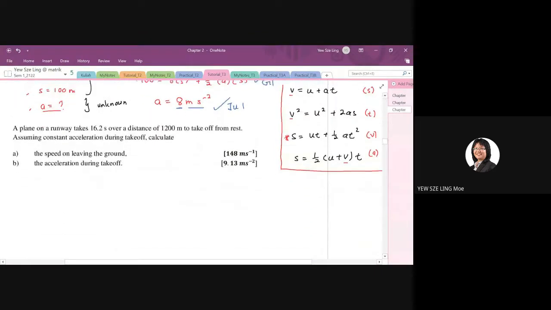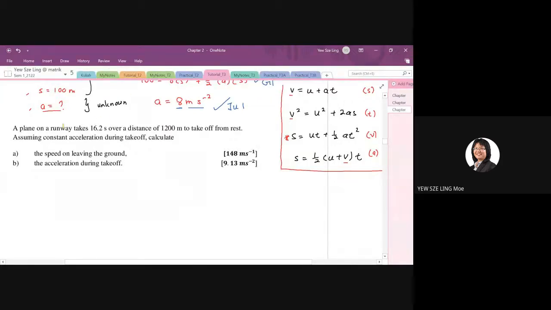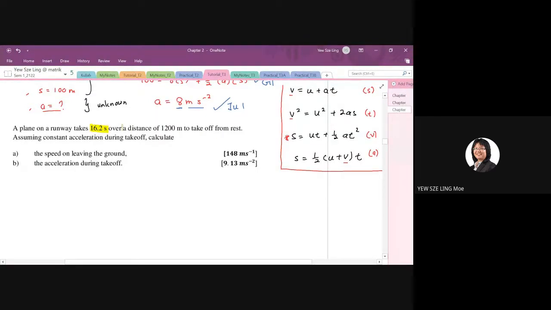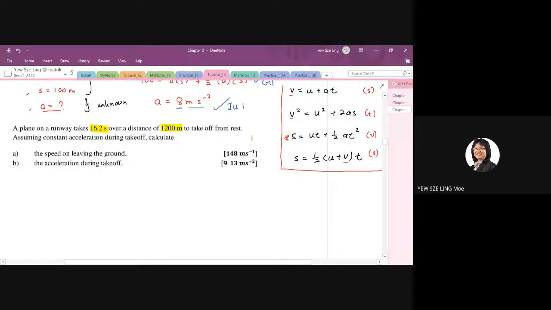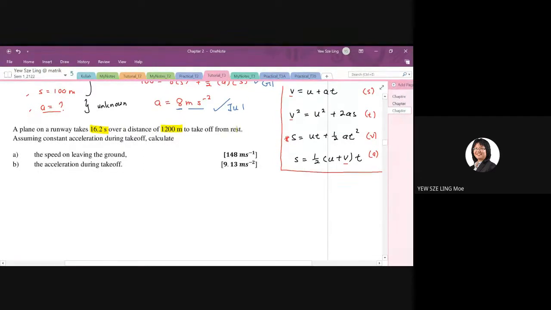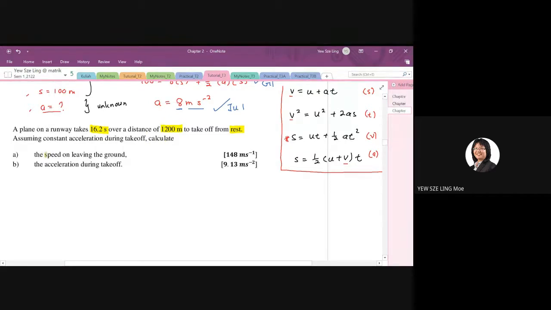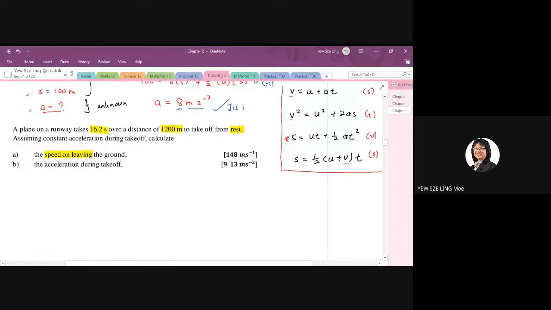So question 2, let us highlight the information first. A plane on a runway takes 16.2 seconds over a distance of 1,200 meters to take off again from rest. So these are the keywords again. Assuming constant acceleration during takeoff, calculate the speed on leaving the ground and the acceleration during takeoff.